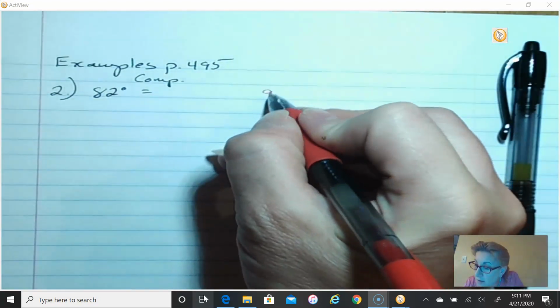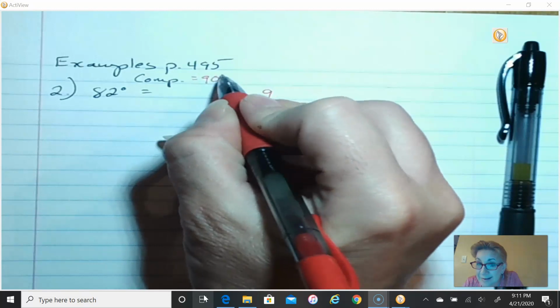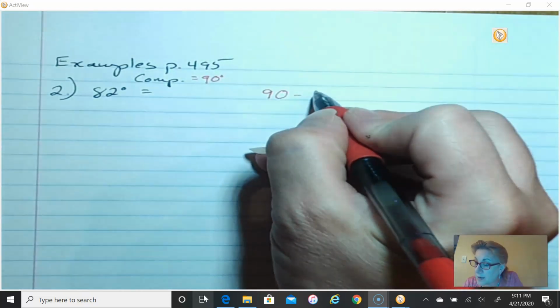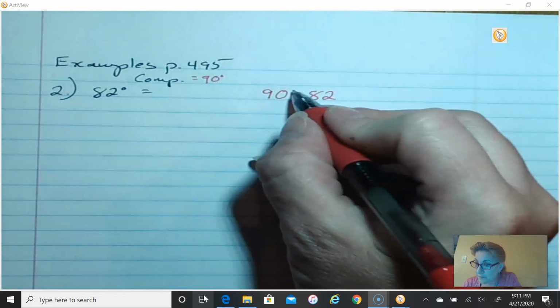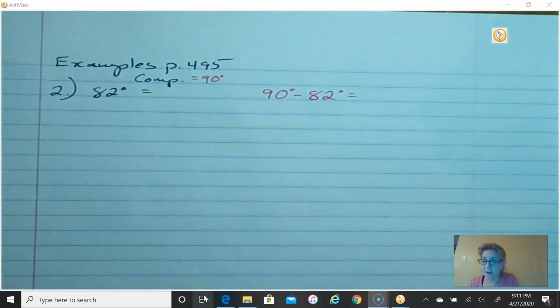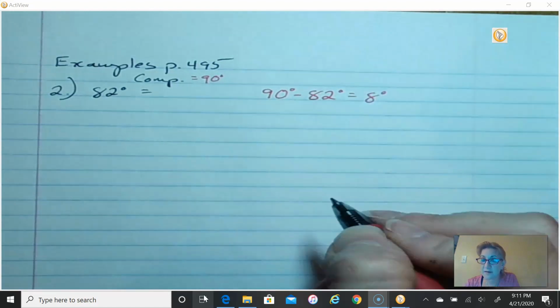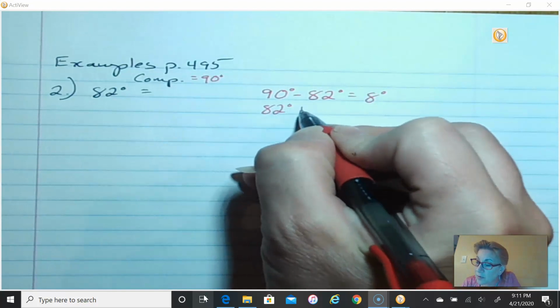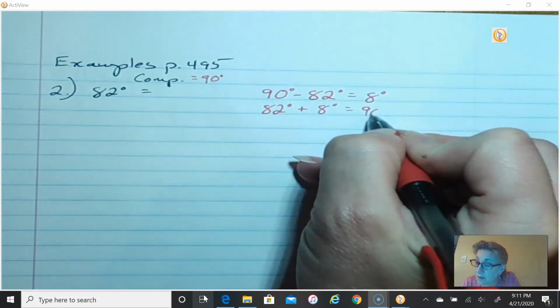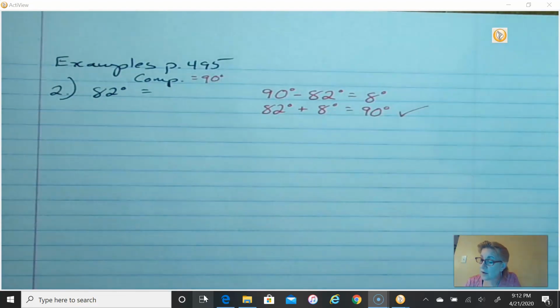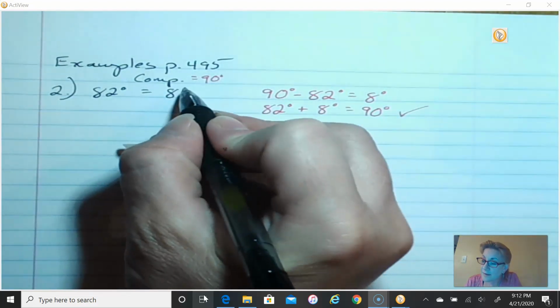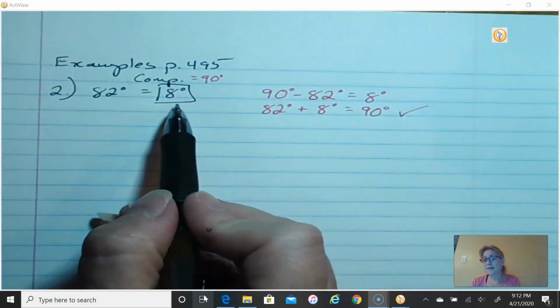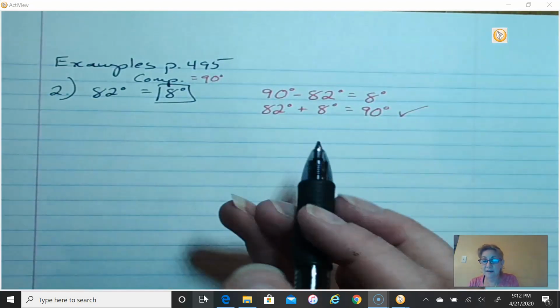So what would the complement be? Complement, remember, equals 90. So you would do 90 minus 82. 90 degrees minus 82 degrees. And what do you get? 8 degrees. And you can check that by doing 82 plus 8, and that gives you 90. So it checks. So the answer is 8. 8 is the complementary angle to 82.